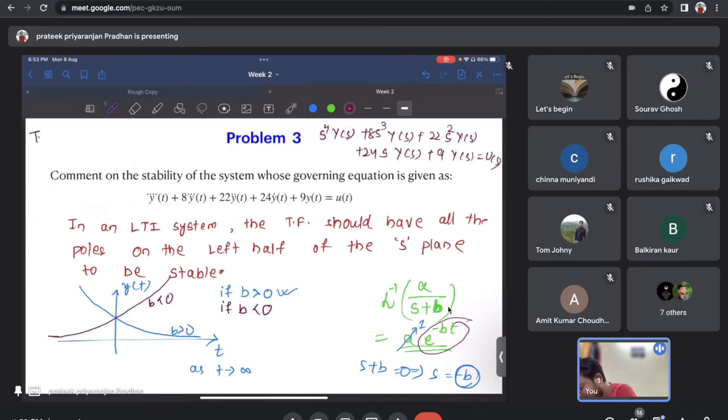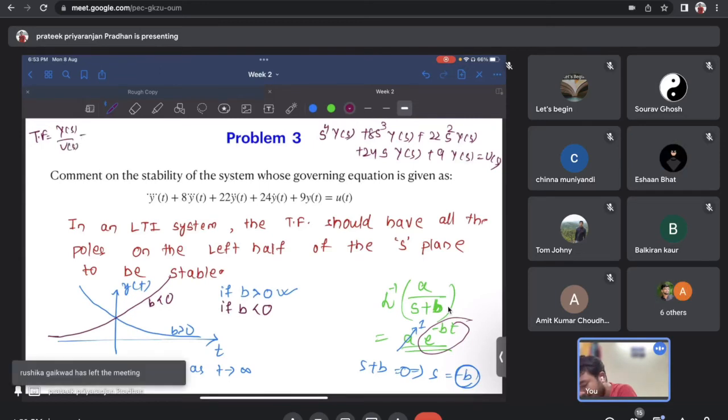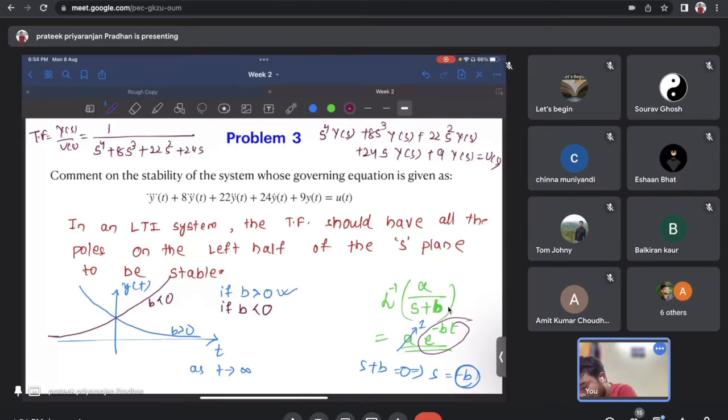So the transfer function will be Y(s) divided by U(s) is equal to 1 by s^4 + 8s^3 + 22s^2 + 24s + 9. For the poles of the system to be in the left half of the plane, you need to calculate the poles of this system. It is hectic because it's a fourth order polynomial.